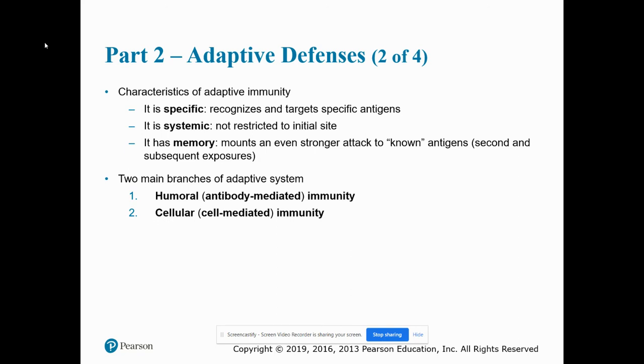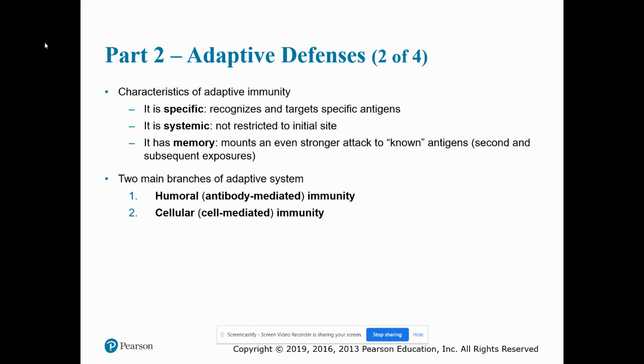So we have some characteristics of adaptive immunity. One is that it's specific. We've already talked about this. It's going to recognize and target specific antigens. Now, an antigen is anything foreign that elicits, well, not necessarily anything foreign. We just say anything that elicits an immune response.